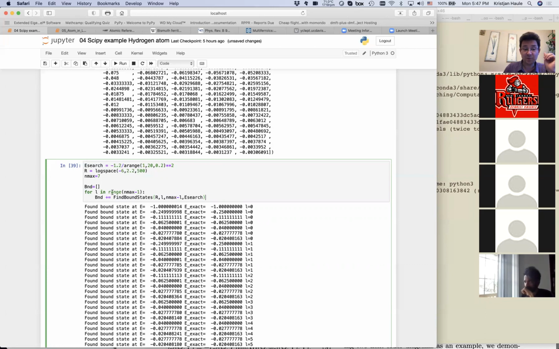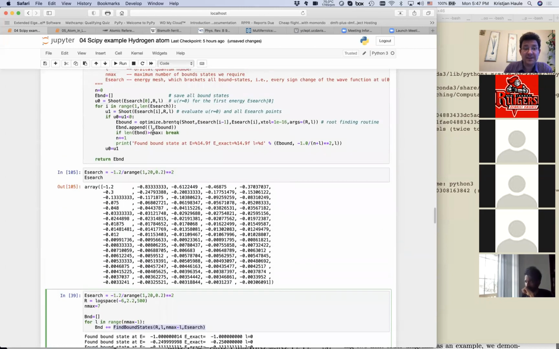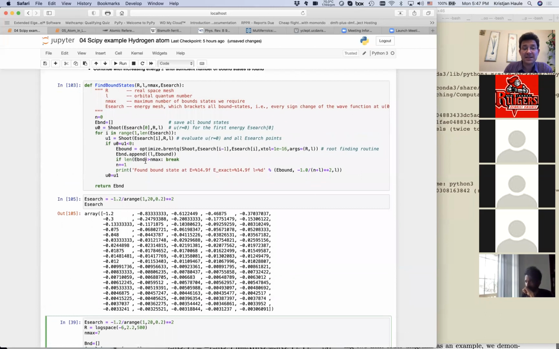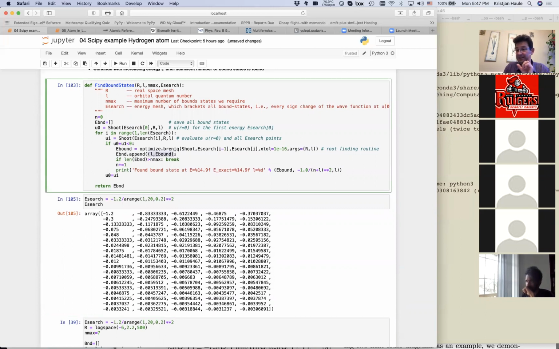Well, here we're going to loop over all the L quantum numbers. We need to find the L equal to 0 bound states, L equal to 1 bound states, L equal to 2 bound states, and so on and so forth. And this find bound states routine that we just coded gives us a list of L and energy, okay?